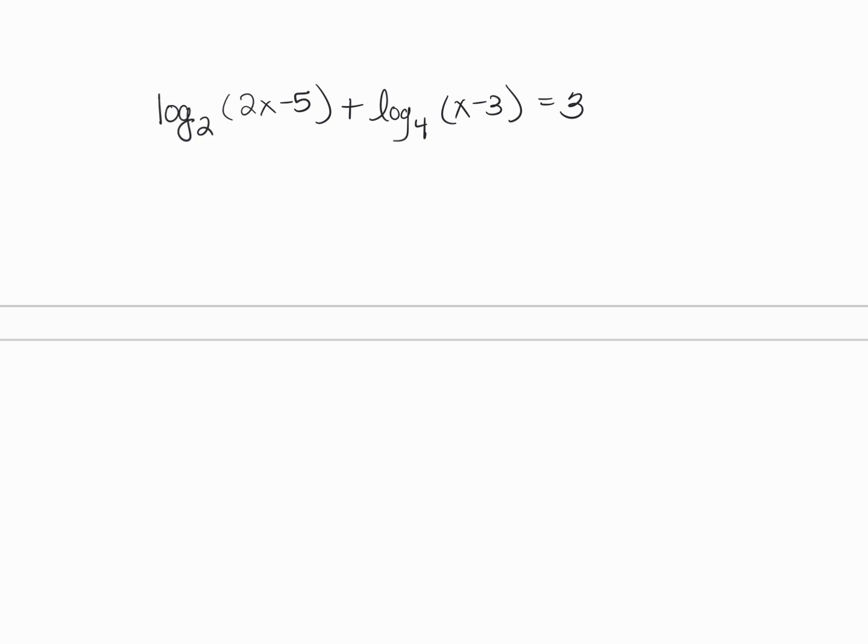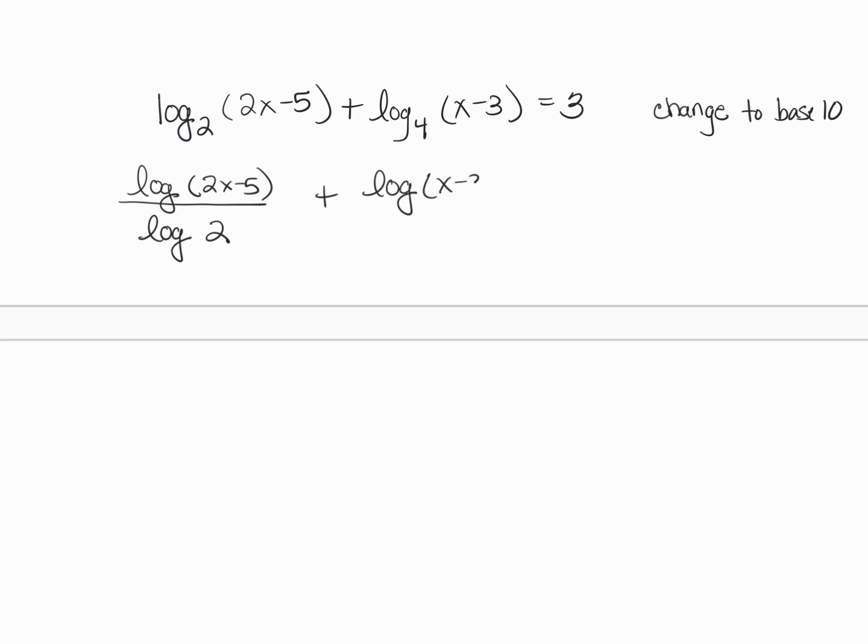So what we're going to do here, we can change the base, we know, to anything. But since we know that we can use our calculator with base 10, I'm going to change this to base 10. So this is going to be the log of 2x minus 5 divided by the log of 2 plus the log of x minus 3 over the log of 4 equaling 3.